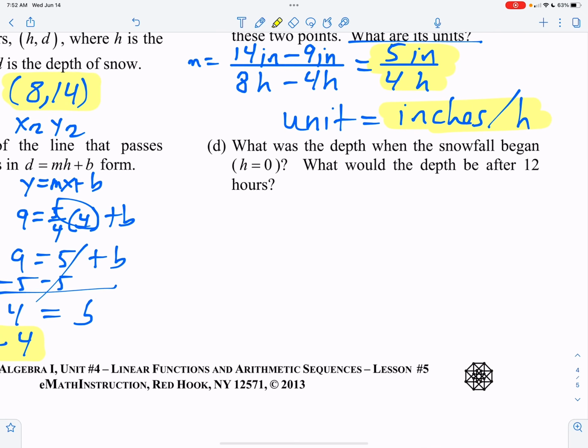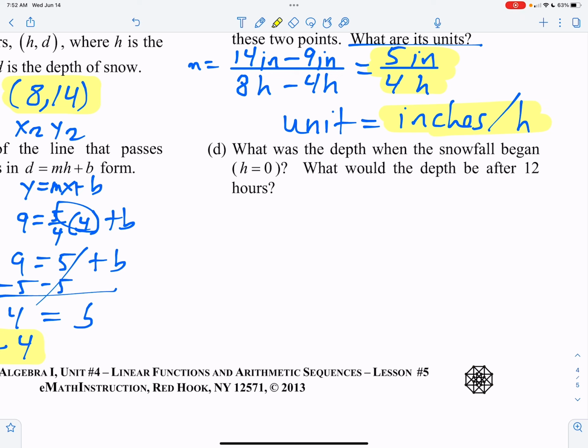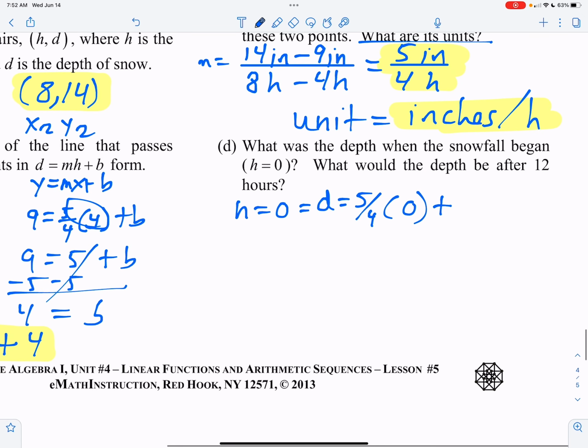And then what was the depth of the snow when it began, at h equals 0? Okay, well, so h equals 0. I plug in: depth equals 5/4 times 0 plus 4. And you can see that the depth was only 4 inches.